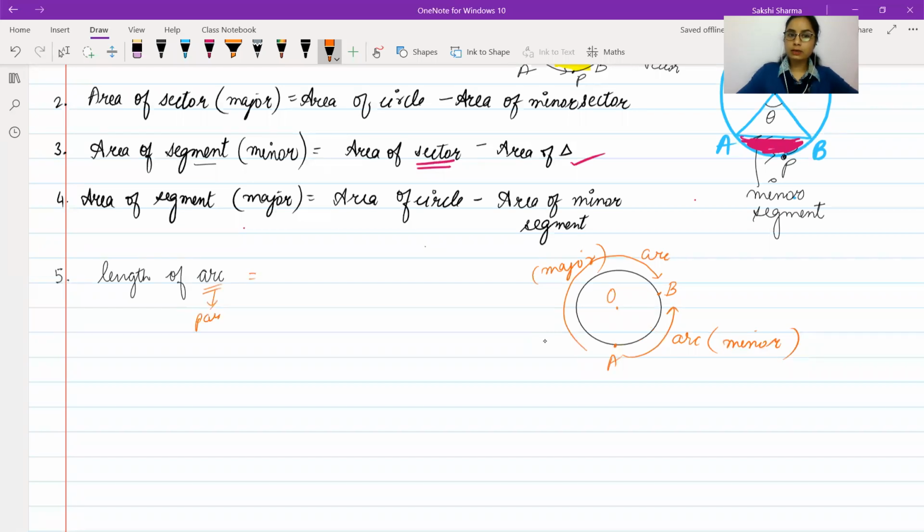Arc is actually part of the circumference, and how much portion of the circumference it makes again depends on the central angle of the arc. So we will connect the arc's end points to the center. If the angle formed is theta, then theta out of the total angle multiplied by circumference. So this will be theta over 360 degrees multiplied by 2 pi r, r being the radius of the circle. This is the length of the minor arc.